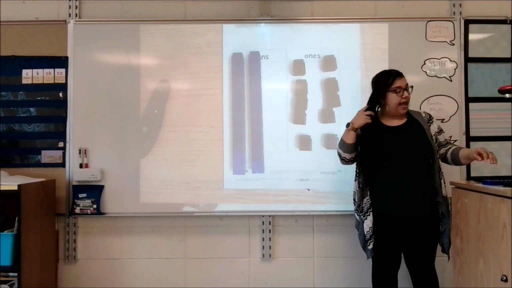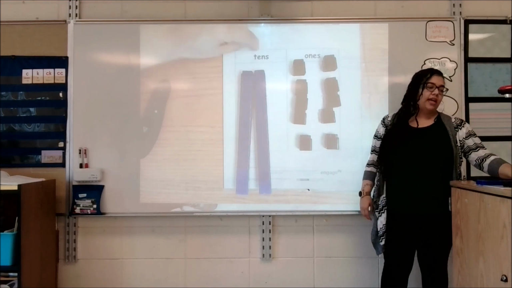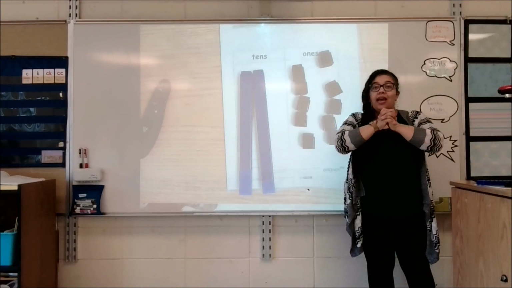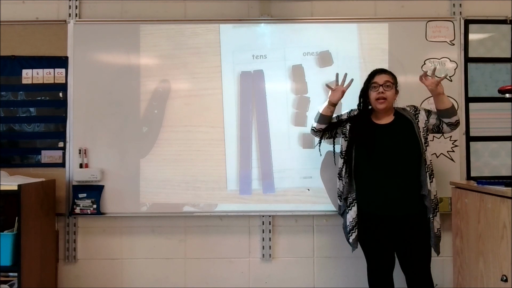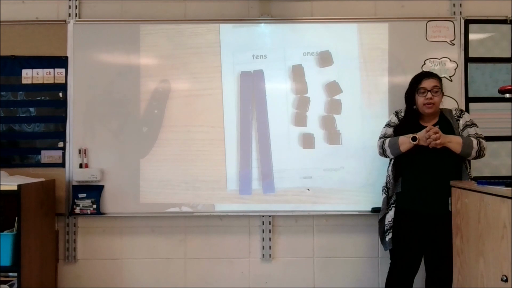No, this is still 30. But now it is written and pictured as 2 tens and 10 ones. Because within a group of 10, there's always 10 ones. They didn't go anywhere. We just bundled them up nice and neat.